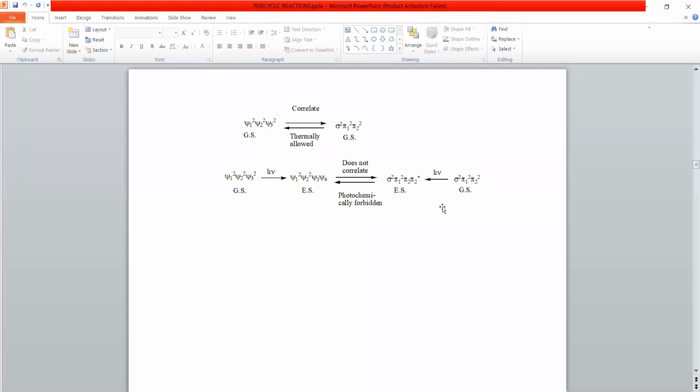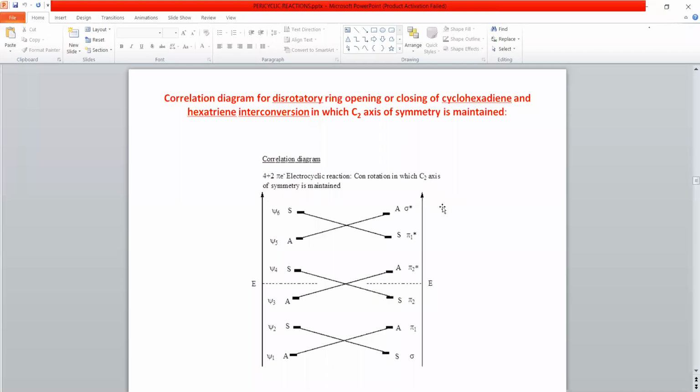Next, we take the conrotation. So, conversion of cyclohexadiene to 1,3,5-hexatriene by conrotation, in which the C2 axis of symmetry is maintained.